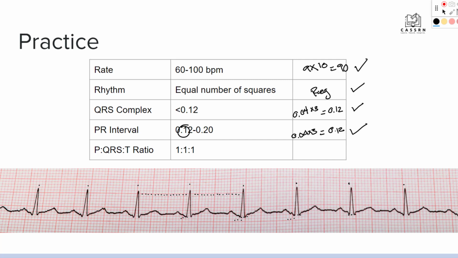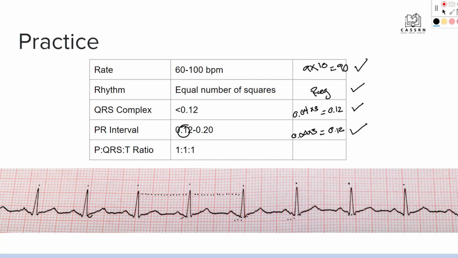And then the last thing that we're going to check is just to make sure that our ratio is correct. This is the P to the QRS to T ratio, and that we should have one of those for each one. So here's our P, and then we've got our QRS, and then a T. We've got a P, QRS, and a T. A P, QRS, and a T.